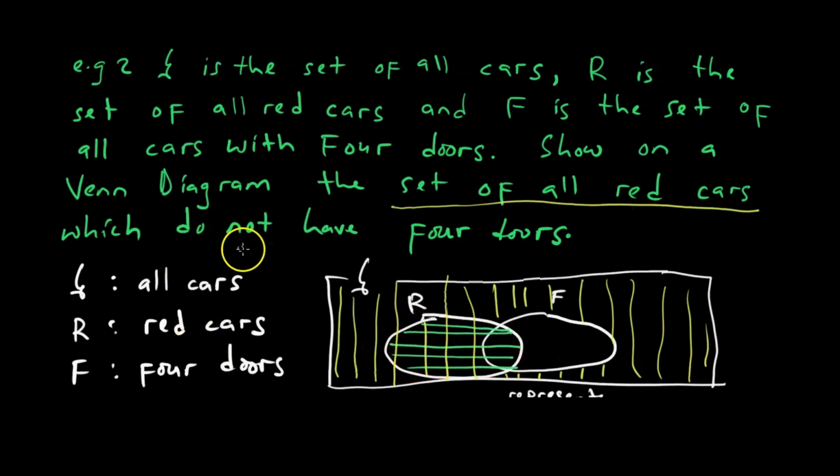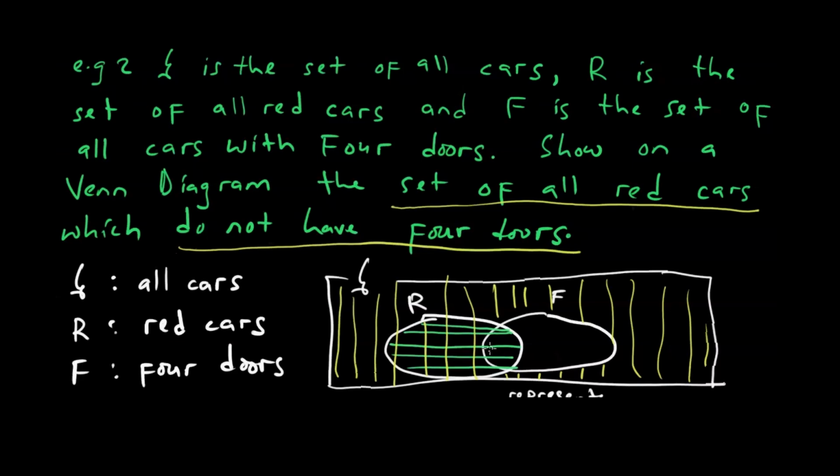Then it says which do not have 4 doors. So here, do not have 4 doors. Then we shade everything that does not have 4 doors. We see that inside here is not shaded, because that is the domain of cars with 4 doors. Then the intersection is shaded here, because there are cars with 4 doors that are red. So where the lines meet, at the set of all red cars and the set of all cars which do not have 4 doors, that region represents the answer to our question.